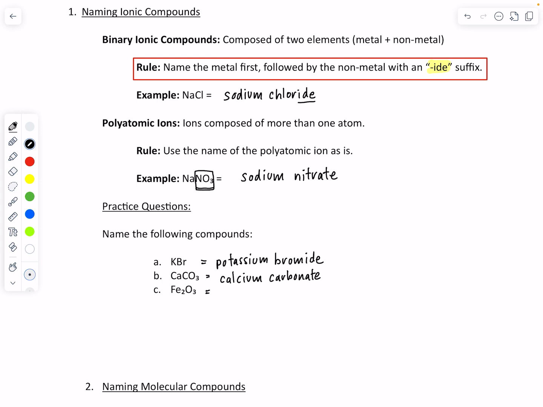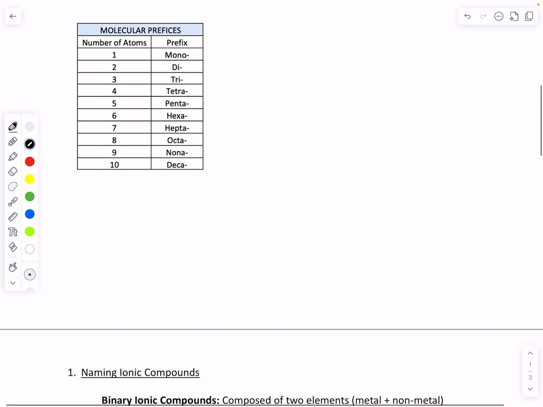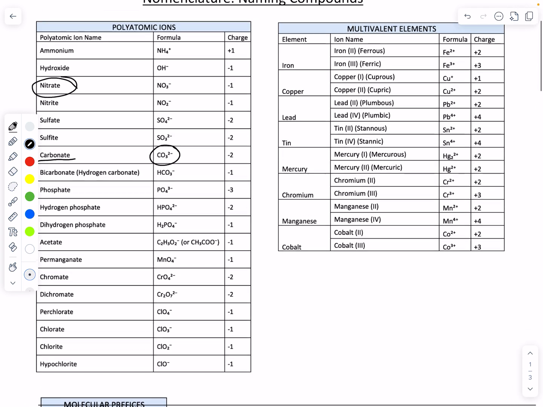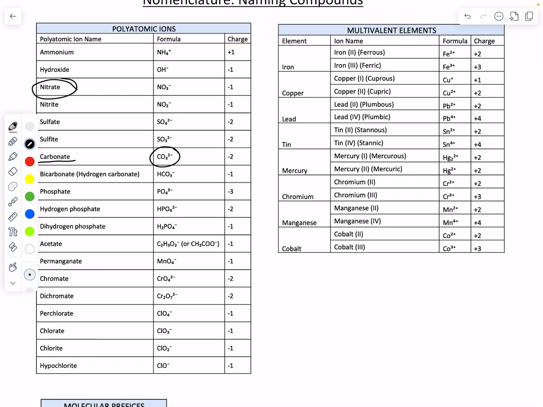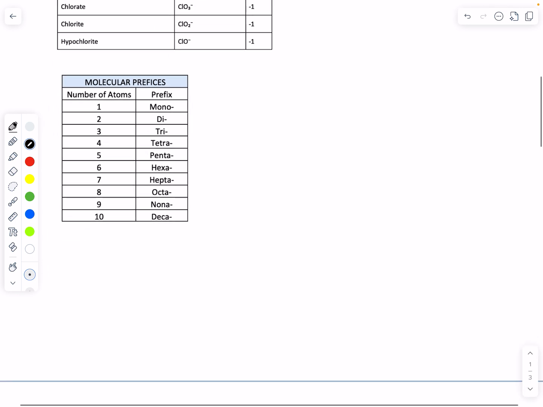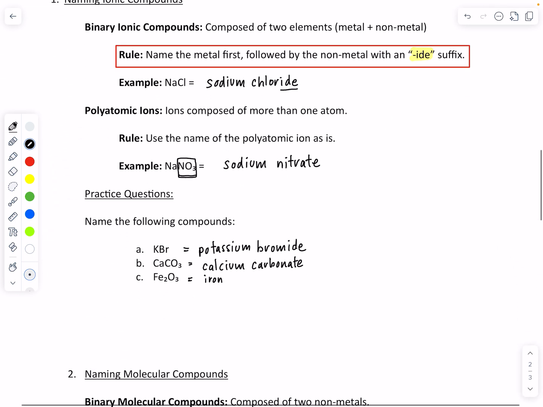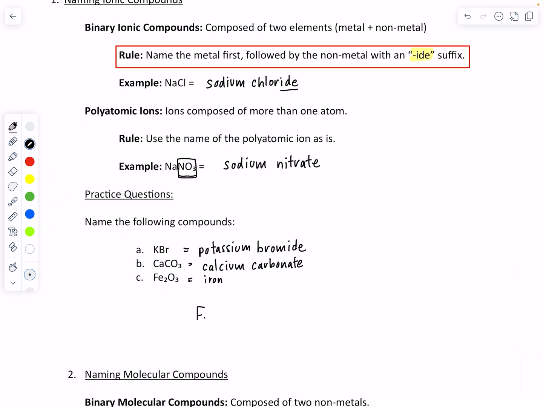In this next example, we have iron. But iron is a multivalent metal. And we're going to look on the multivalent metal table to see which one we are looking for. Iron is either Fe2+ or Fe3+. So how do I know which one is used in this example? Iron 2 or iron 3? Well, let's take a look at this compound.